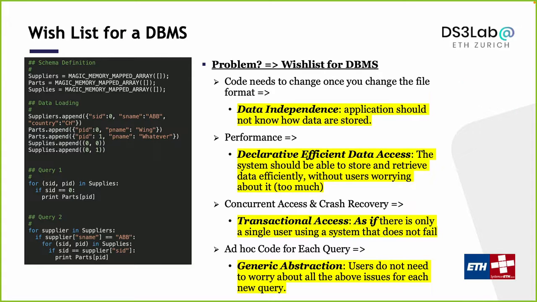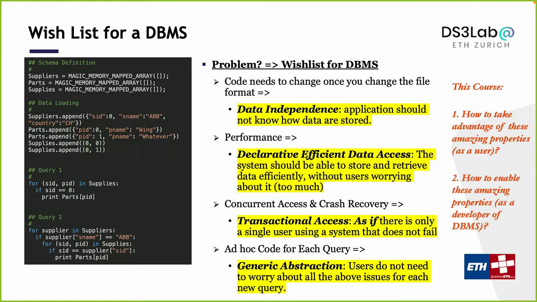Okay, so this is our wish list. There are 4 properties. In this course, we are going to talk about 2 things. That is how to take advantage of these amazing properties as a user, how to use a database system, and also how we can enable those 4 different properties when we are building a database management system. This is something we are going to spend our next 3 months studying.